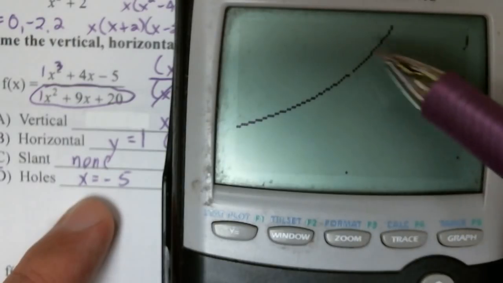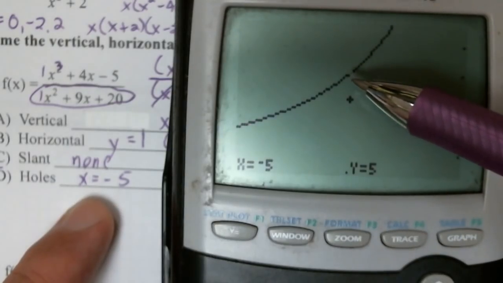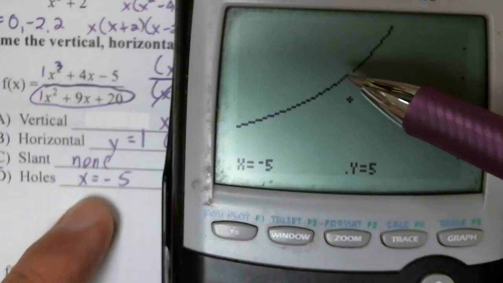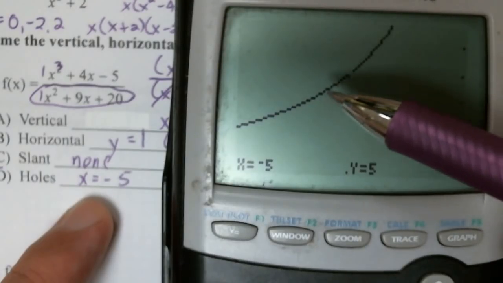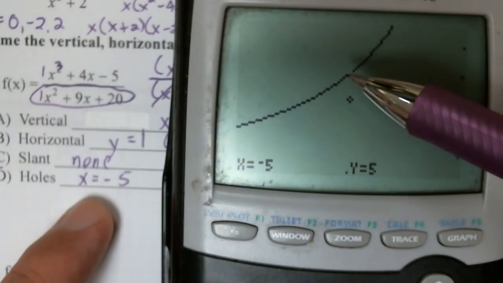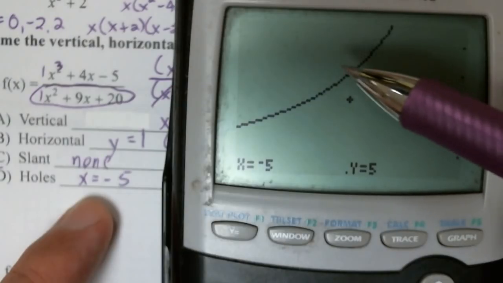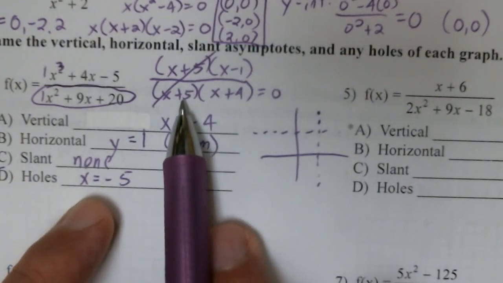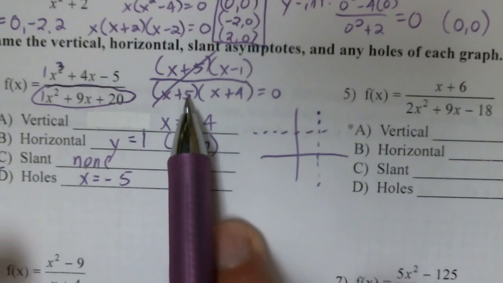Okay, there. Can you see it right there, guys? There's the little gap. Right at negative 5, there's a literal break in the graph. This is a hole. There's no value. There's no x value. There's no y value. There's nothing, because when I have negative 5, my function is undefined.